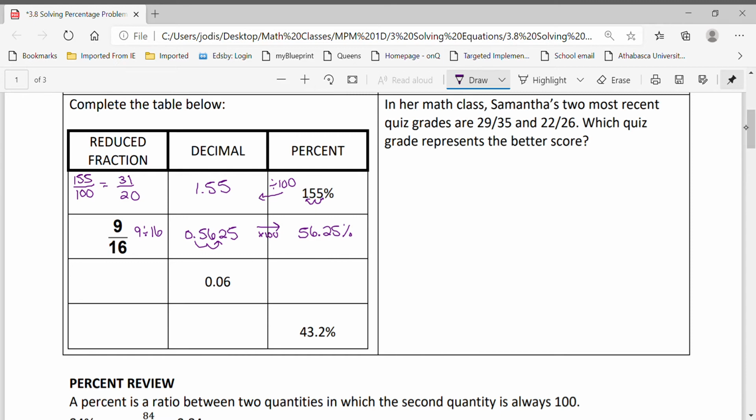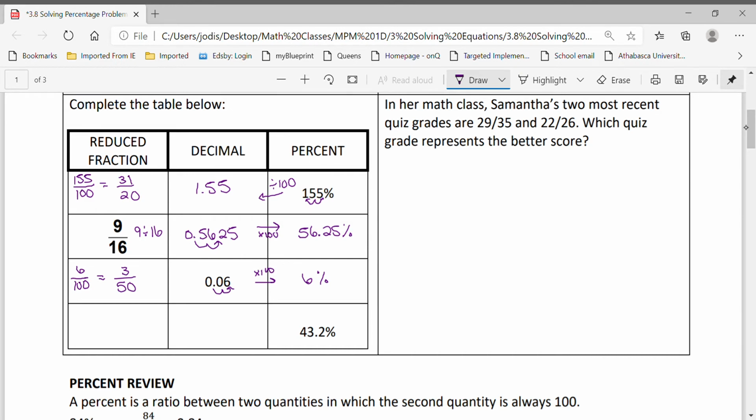Okay, so what happens if we start with decimal form? Well, we could easily get the percent. We could move the decimal 2 places to the right, or multiply by 100, and we're going to get 6%. Now, we could also get our reduced fraction. This means 6 out of 100. And if we reduce here, we divide both by 2, we can get 3 out of 50.